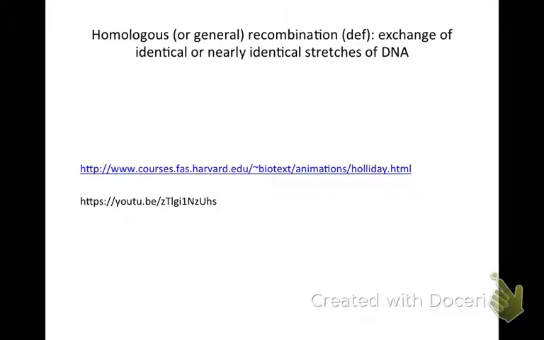In the previous video, we looked at site-specific recombination events. Now we're going to look at homologous recombination, which involves identical or nearly identical stretches of DNA that can undergo recombination. And I want to draw your attention to a couple of videos that I think very accurately illustrate what happens during the formation of what's called a Holliday structure during homologous recombination.